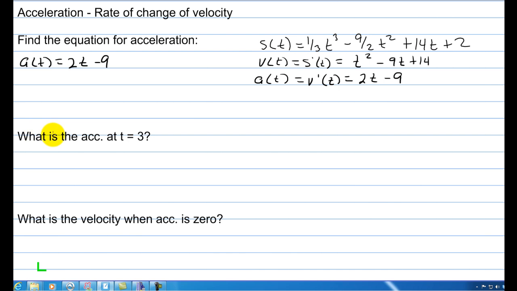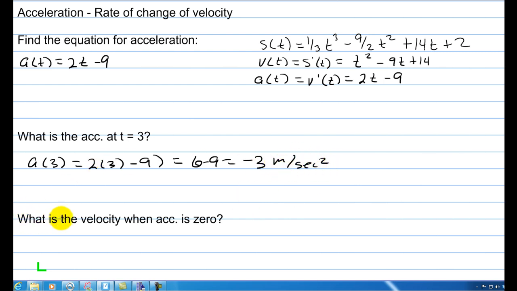This says what is the acceleration at t equals 3? So a of 3 equals 2 times 3 minus 9, which is 6 minus 9, which is negative 3 meters per second squared. That's the label for acceleration.